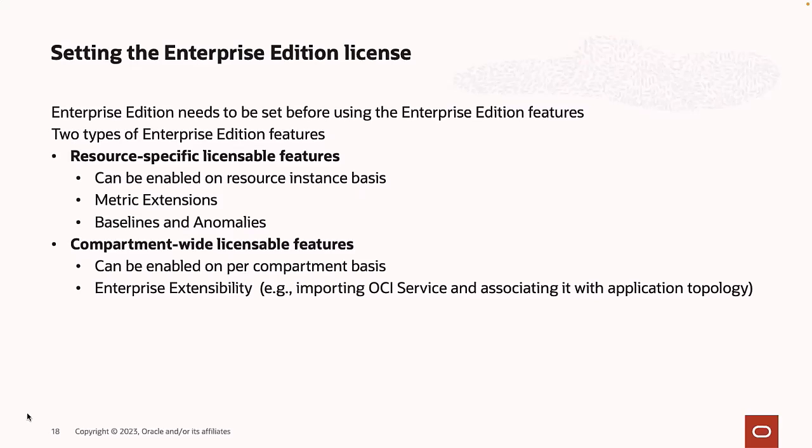This means if you have 50 resources in a compartment, any number of those resources can have Enterprise License applied or Standard Edition applied. Where extensibility is applied is at the compartment level. A tenant administrator can choose whether or not to enable the extensibility feature and import those resources into Stack Monitoring. So let's take a quick look at each of those.